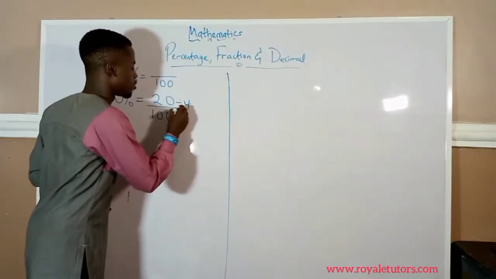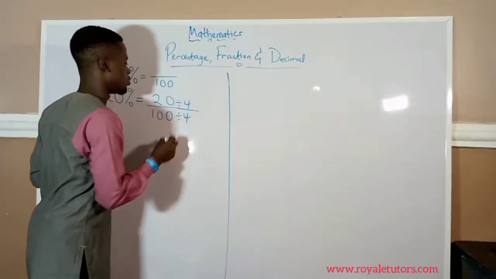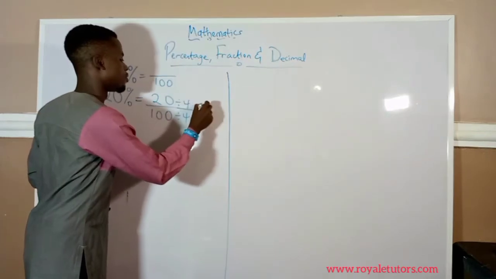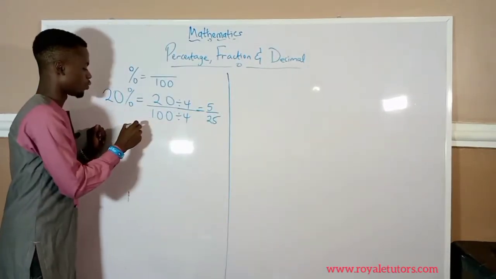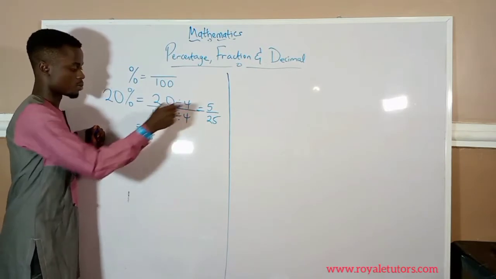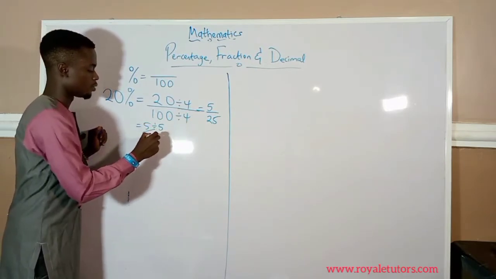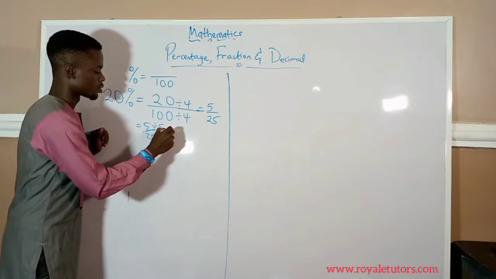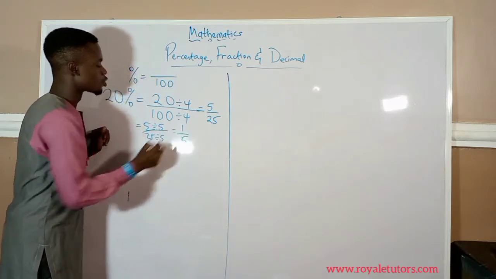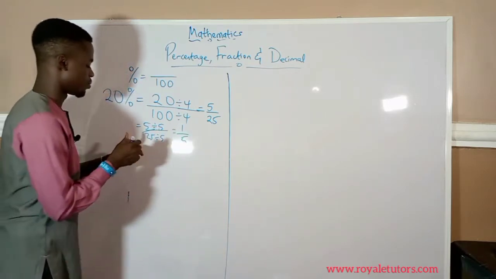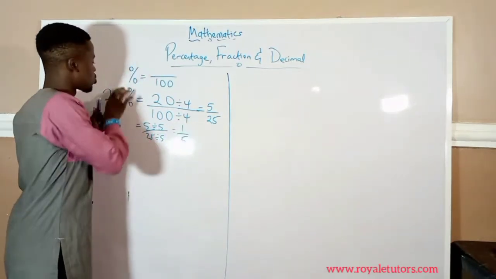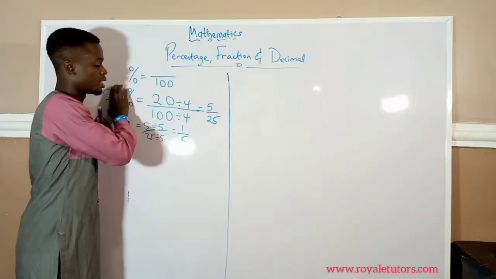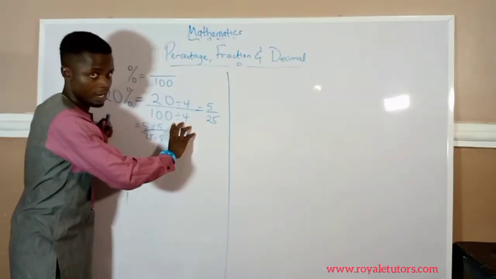Divide this one by 4. Divide this one by 4. You divide it by 4, you have 5, and 25. Also, 5, I want to write it again because of the space. Divide this one by 5. Divide this one by 5. So that you have 1 over 5. So 20% is the same thing as 1 over 5 in fraction.